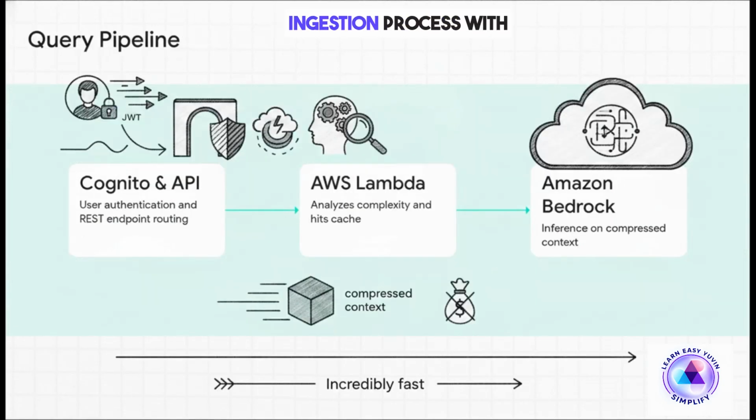Now, contrast that ingestion process with the query pipeline. When an authenticated user asks a question, Amazon Cognito handles the JWT verification, passing the request safely through API Gateway and WAF. Then, a Lambda function kicks in to analyze the query's complexity using heuristics.